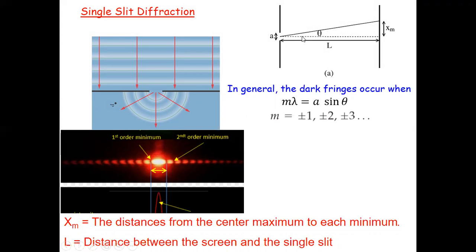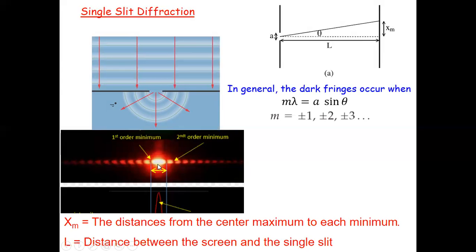So here, in this picture, if we go back to this figure, there are some other things that we need to know. The XM, what is XM and what is L? So clearly we know L is the distance between the slit and the screen, which is 2 meters in our experiment. And XM is the distance from the central maxima to each minima. So M represents any of these numbers, either plus or minus 1, plus or minus 2, plus or minus 3, right?